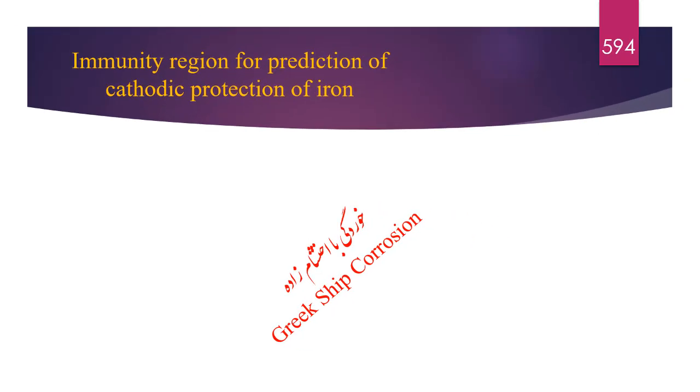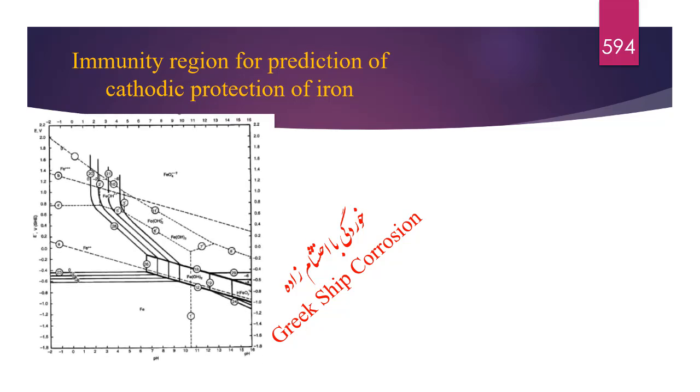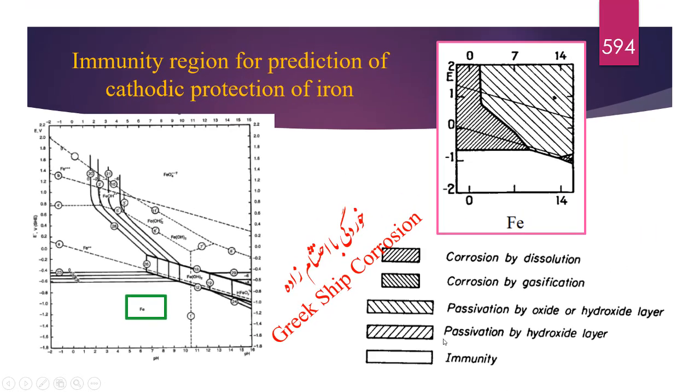Immunity region for prediction of cathodic protection of iron. This figure shows the Pourbaix diagram for the iron water system. Here is the immunity region of iron. Hachures are shown in this figure. Corrosion by dissolution, corrosion by gasification, passivation by oxide or hydroxide layer, passivation by hydroxide layer, and immunity.